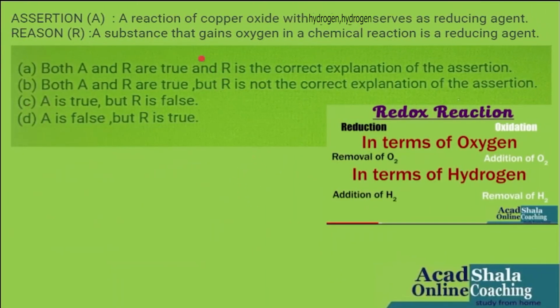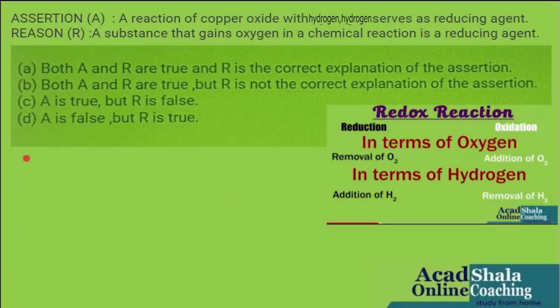The question says, in a reaction of copper oxide with hydrogen, hydrogen serves as a reducing agent. A substance that gains oxygen in a chemical reaction is a reducing agent. Okay. So let us see again, we should know redox reaction in terms of oxygen and hydrogen. Whenever this type of question comes, children, always write in a right hand side corner or any corner about the redox reaction in terms of oxygen and hydrogen. Why am I repeating this again and again? Because it is really very important. Otherwise, you will go for a wrong option, because everything should be ready in your hands.